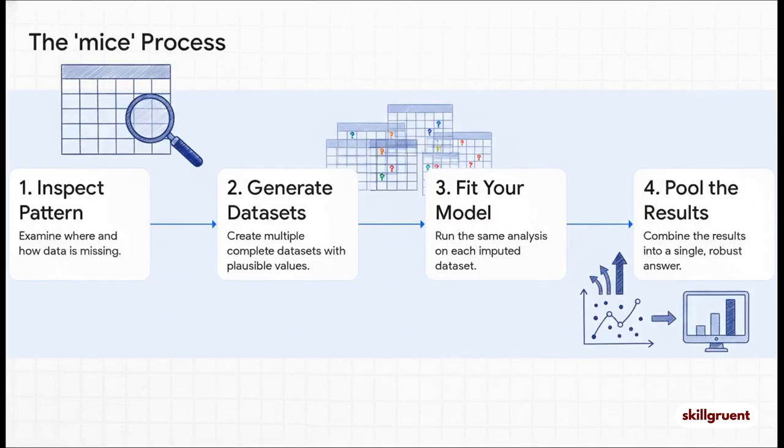Now, I know this might sound super complicated, but modern tools like the mice package in R or built-in functions in SPSS, they handle all the heavy lifting. The process makes a lot of sense when you break it down. First, you inspect the pattern of missingness. Then, the algorithm creates multiple complete versions of your dataset, each with slightly different but plausible values filled in. You run your analysis on each of those datasets separately, and finally, you pull all those results together for a single, robust, and much more trustworthy answer.